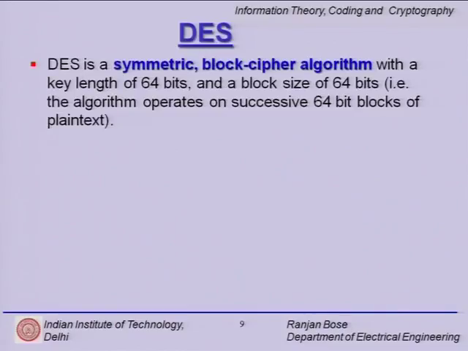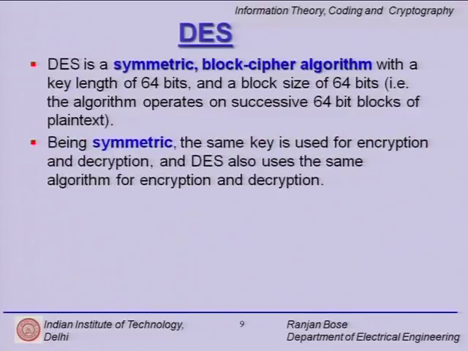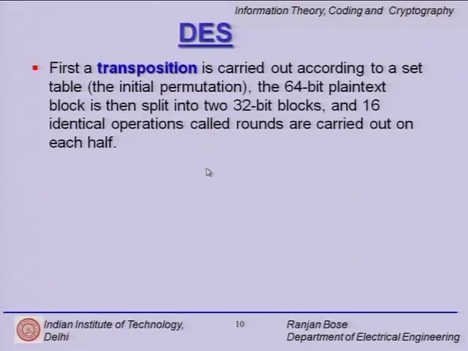It is a symmetric block cipher algorithm. We have studied what block cipher algorithms are. The key length is typically 64 bits and it works with a block size of 64 bits. So, we take a plain text block of 64 bits and work with it using a 64 bit key. Being symmetric, the same key that is used for encryption is used for decryption, and the same is the setting for AES, but today we will just discuss DES in detail. So, what are the steps?